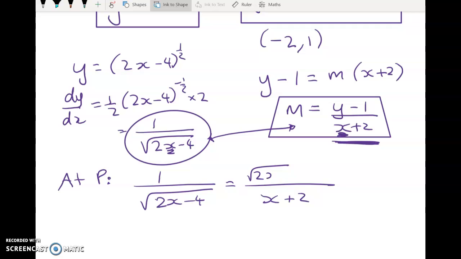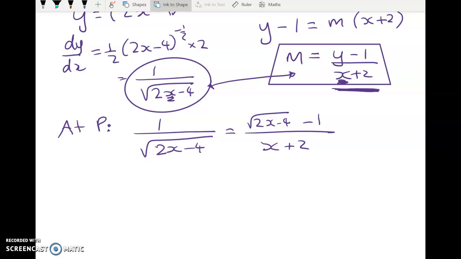Y is just root 2x minus 4 minus 1. So you can see that what we're going to get here is a little surd equation. So as I said, this is the smart way to do this question. I'm going to show you my stupid way to do it in a few minutes.